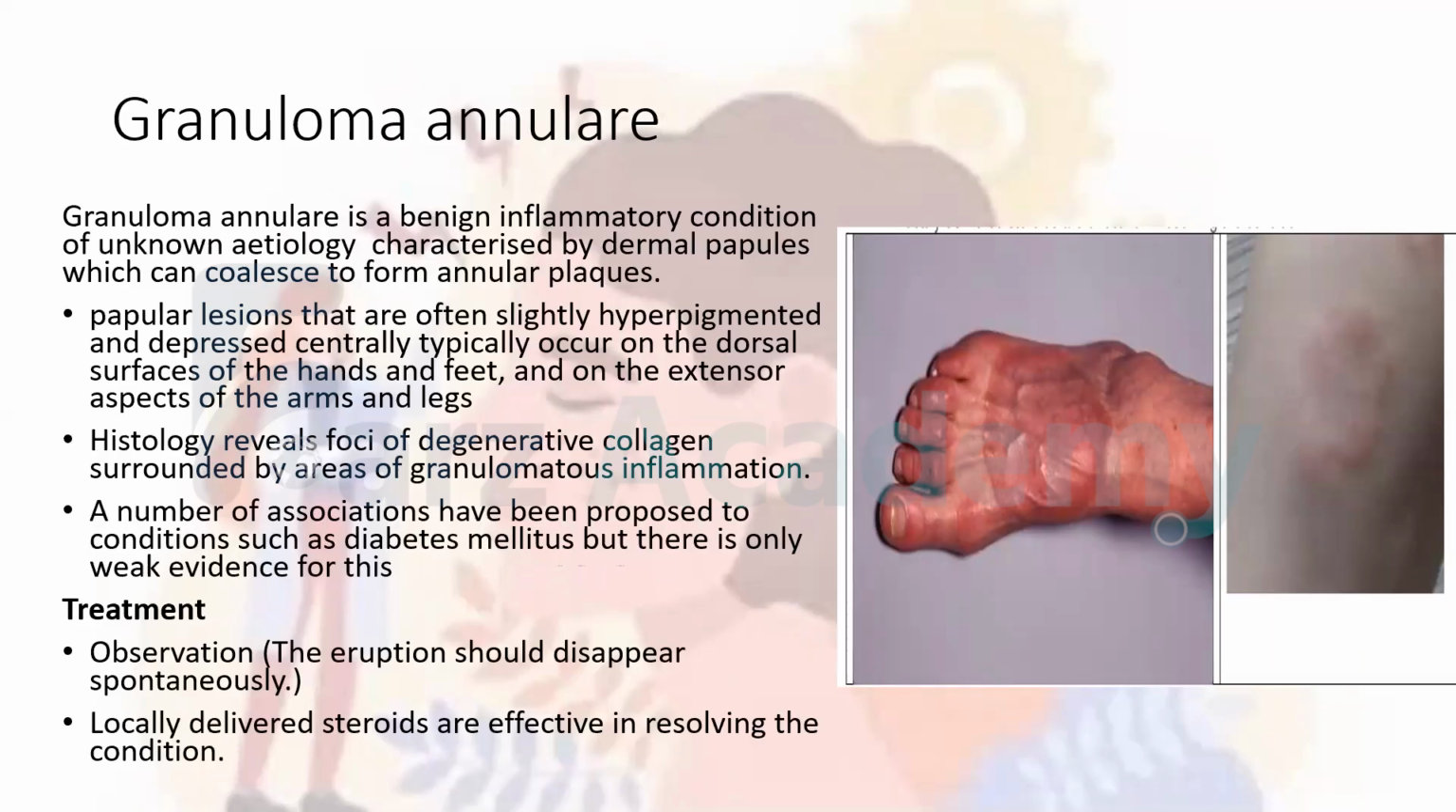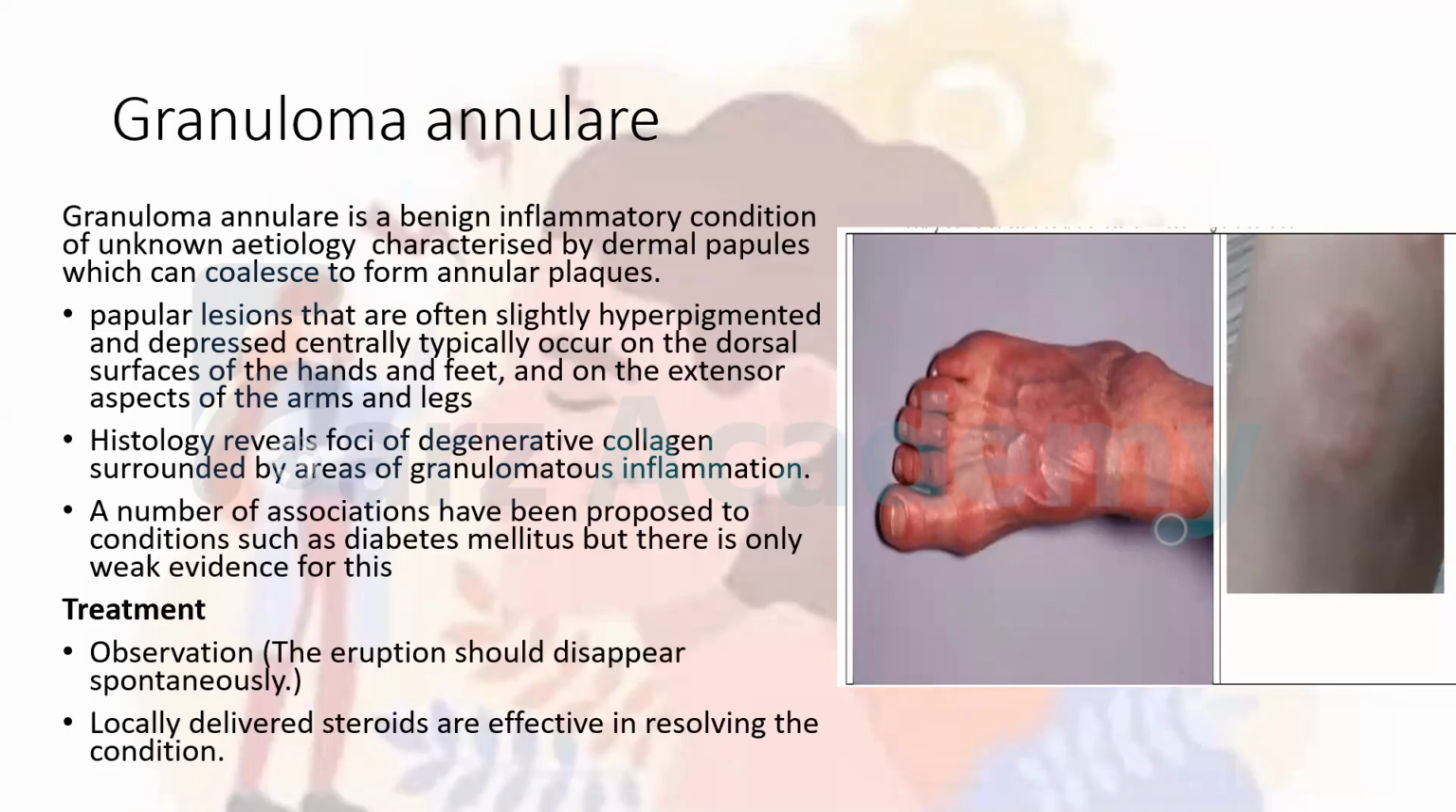So granuloma annulare is a benign inflammatory condition of unknown etiology. It is characterized by dermal papules which can coalesce to form annular plaques. All right, so you can see the image that I put here and the knee. So papular lesions that are often slightly hyperpigmented and depressed centrally. So you can see in the image how the lesion looks.